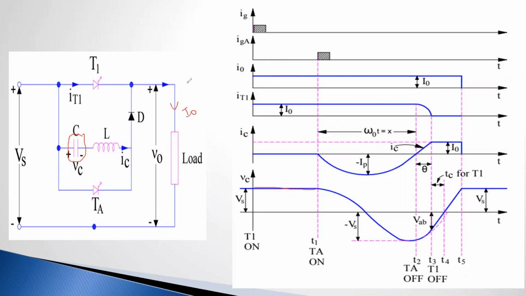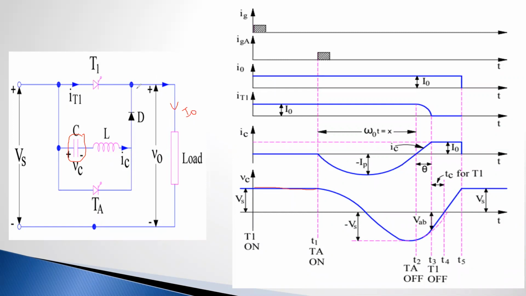When the thyristor is turned on at time t equal to 0, it will carry the load current. Whatever current is flowing through the load circuit, the same amount of current is flowing through the thyristor also. Means the thyristor T1 carries the load current. Clear? Means the magnitude of the load current is equal to the magnitude of the thyristor current.